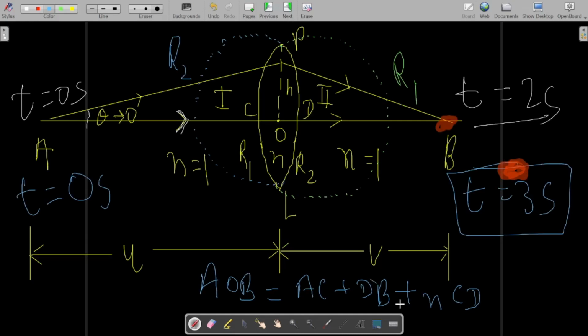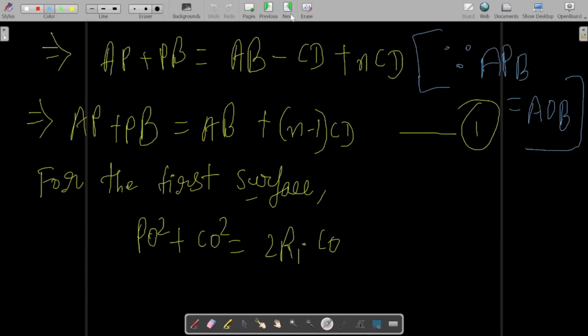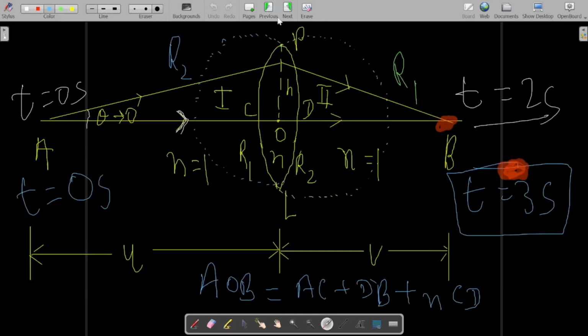So over here, that's why this expression has come over here, n times CD. Now you can basically manipulate all these things. See, AB minus CD is written. Just have a look at it. Why is it written AB minus CD? Now, AC plus DB is what? AB minus CD only. So instead of AC plus DB, you might also write AB minus CD over here.